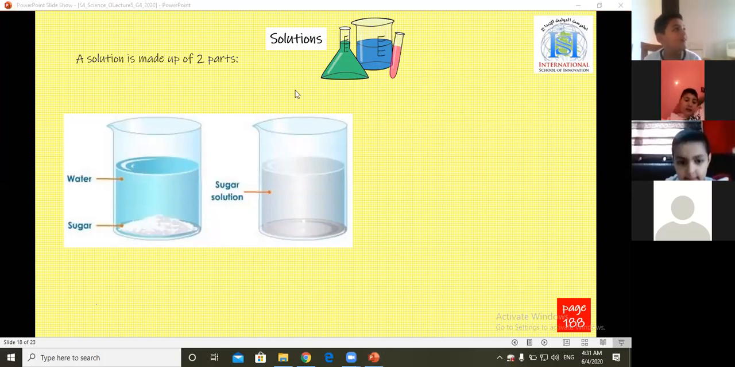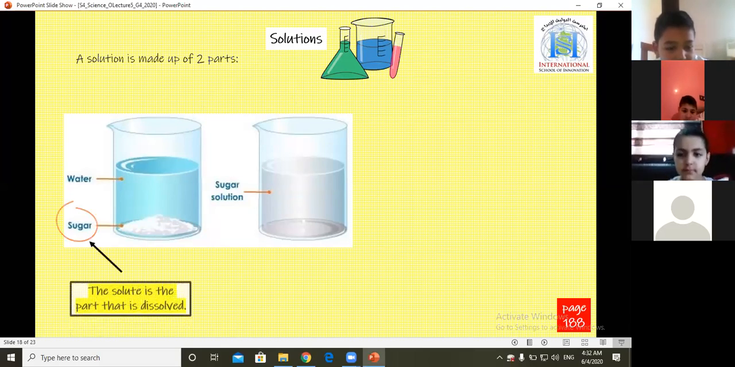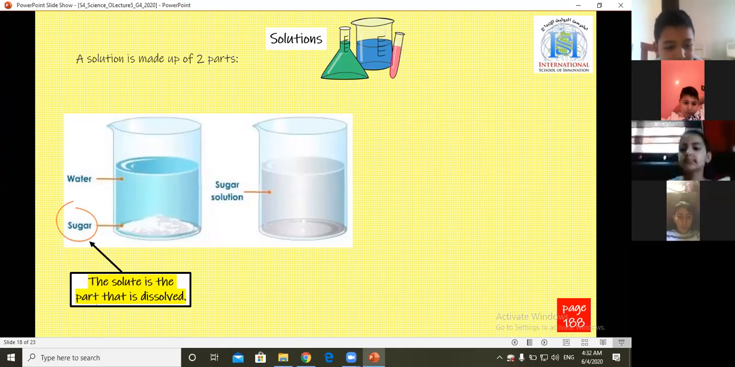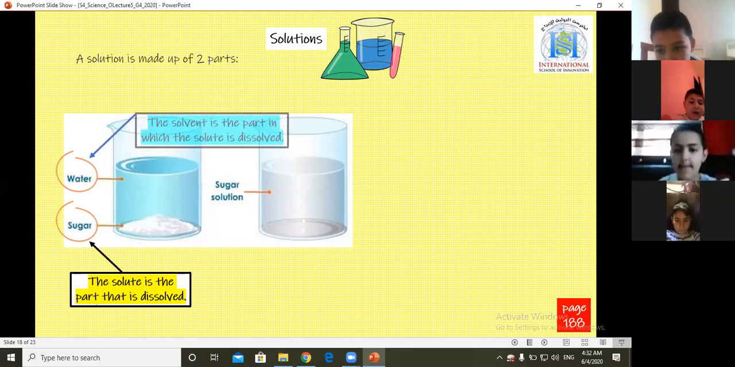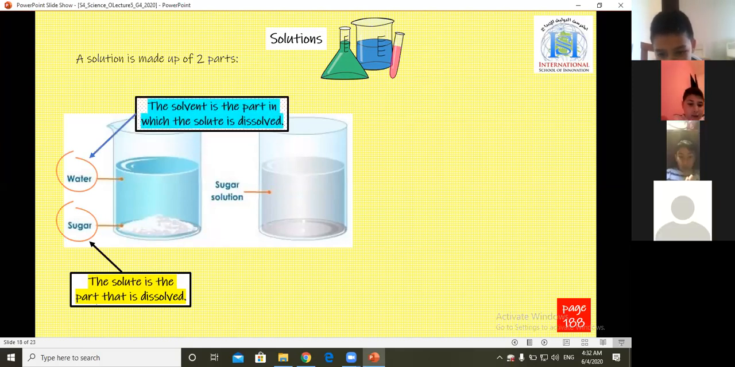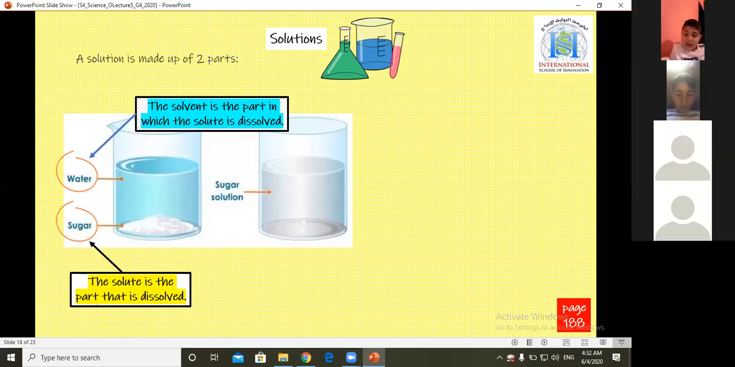The solute is the one that is dissolving, and the solvent is the one that dissolves it. The solute is the sugar. It's the solute that we add to the water, and the solvent is the water. Solute plus solvent equals solution. Excellent job. So in a sugar solution, the solute is the sugar, since it's the one dissolving in the solvent. The solvent is water.